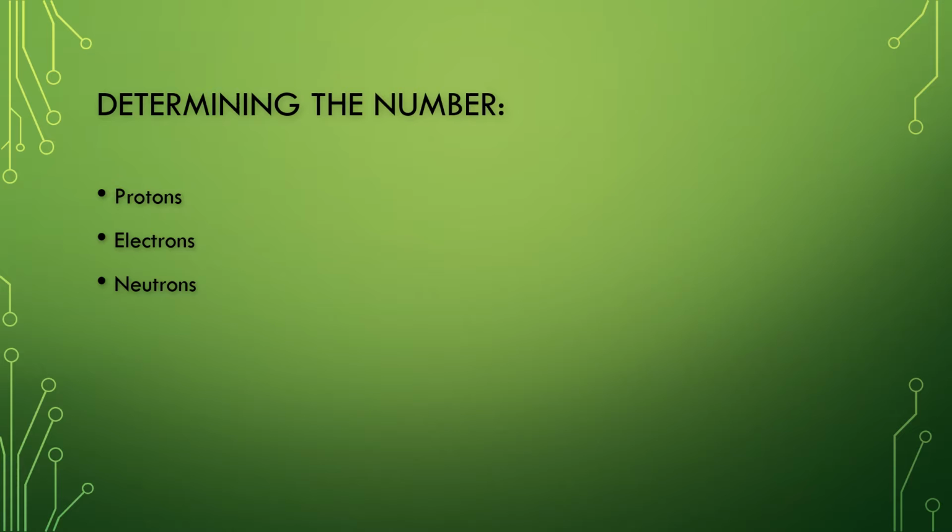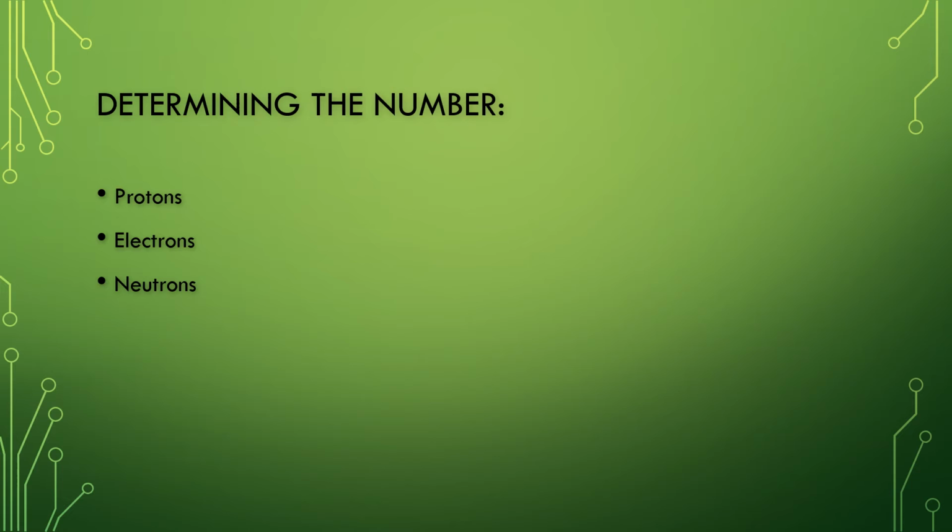Determining the number of neutrons is not that hard, because what you mainly do is you either take the number of protons or electrons, which are the atomic number, and then you subtract it from the atomic mass. Oxygen, for example, we had 8 protons. So what we do is we subtract that from the atomic mass, which is 16, and we get 8 neutrons. So we have 8 protons, 8 electrons, and 8 neutrons.